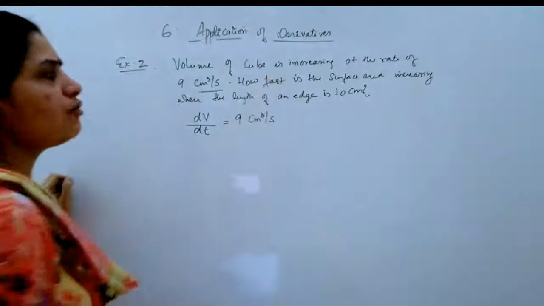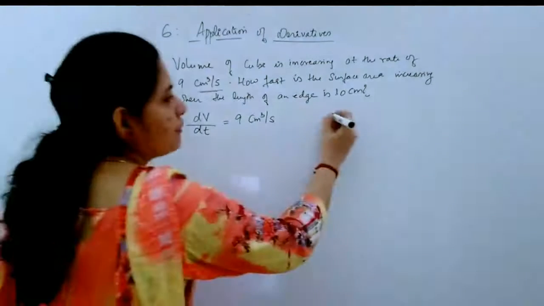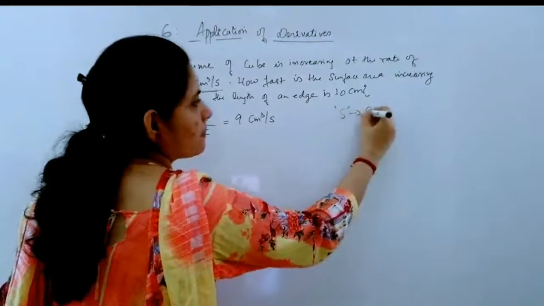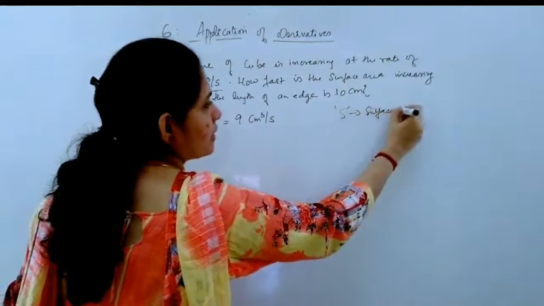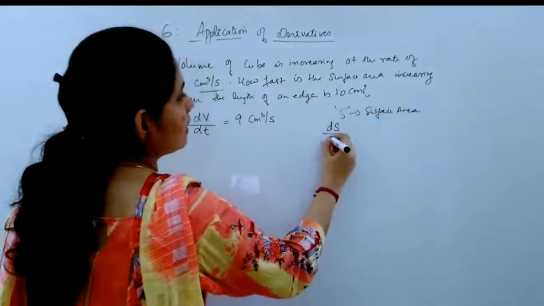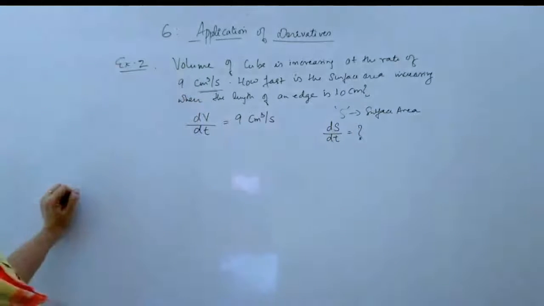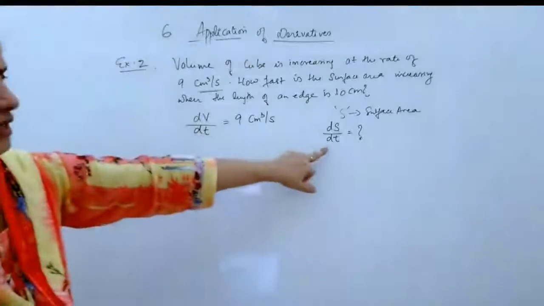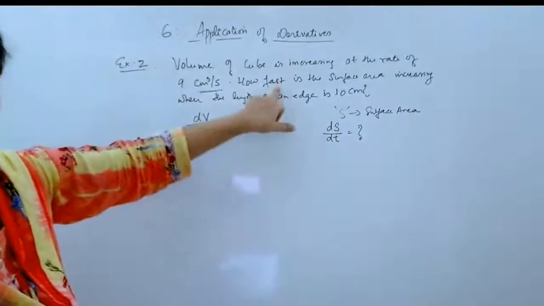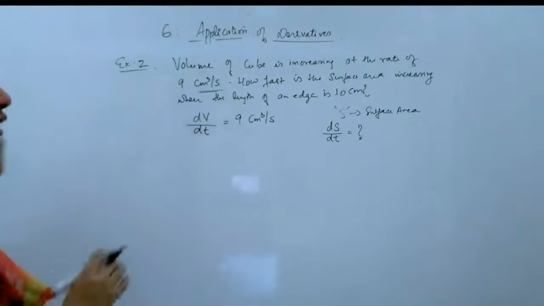The question is, how fast is the surface area increasing when the length of an edge is 10 centimeter? That means if you take the surface area to be S, you have to find out dS by dt. So the change of surface area you need to find. How fast always means with respect to time. Clear?